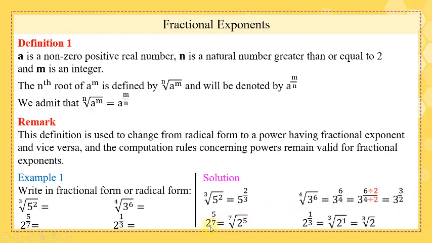2 to the power 5 over 7, it is written as a power having fractional exponent. It is equal to 7th root of 2 to the power 5. And 2 to the power 1 over 3 is equal to cubic root of 2 to the power 1, which is cubic root of 2.